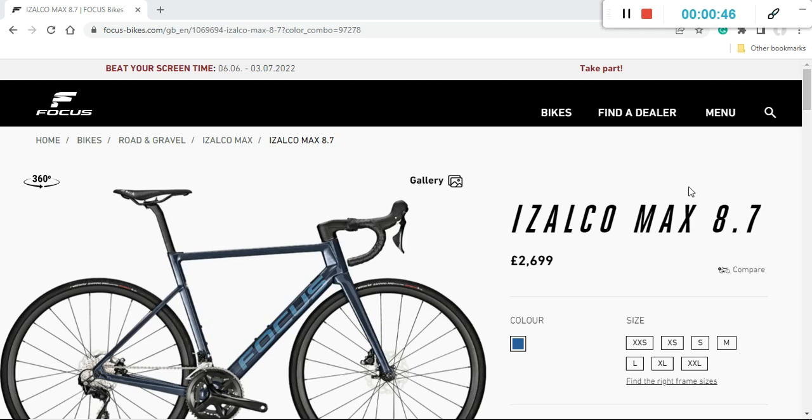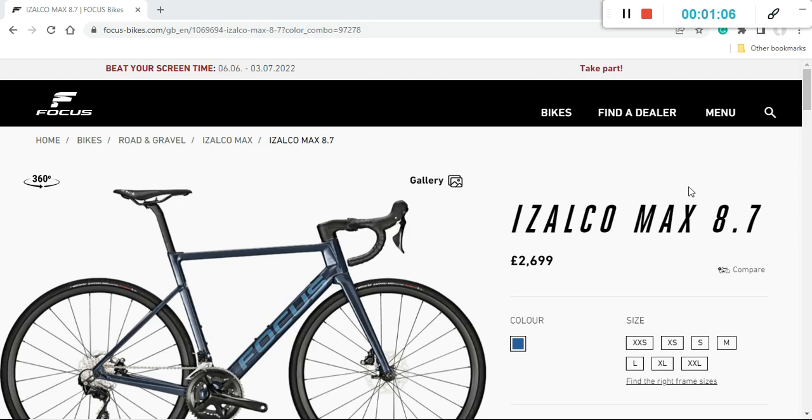So you see, the Focus Izalco platform is all about lightweight climbing and stiff machines. Of course, in this iteration of the bike, they have incorporated a bit of an aerodynamically optimized carbon fiber frame and fork, but this is just the general direction where all the bike brands are going.